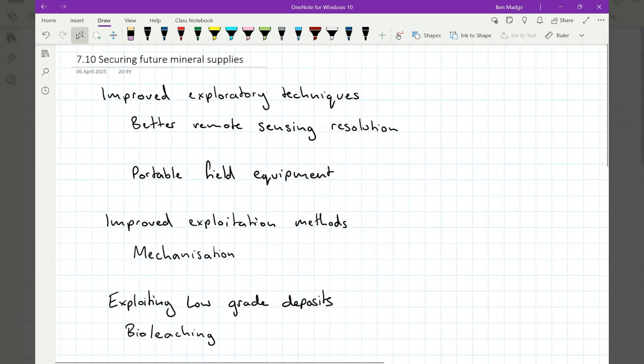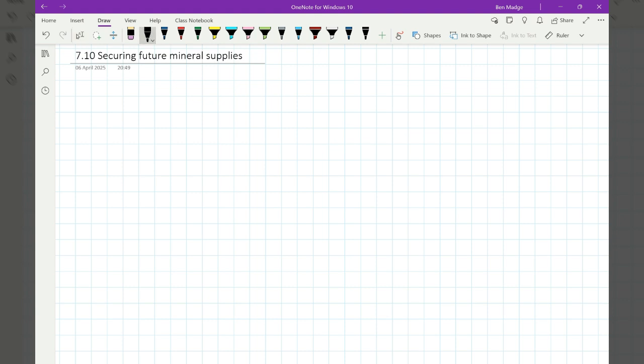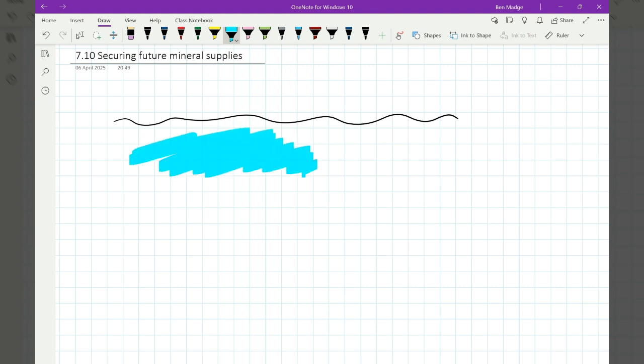So to start with then, it's probably worth putting this into a bit of context. Up until this point, we start off by using deposits that are shallow, so they're not very deep, that they are large, so there's large quantities, so you get economies of scale, easily accessed, and high grade. And we use these ones first.